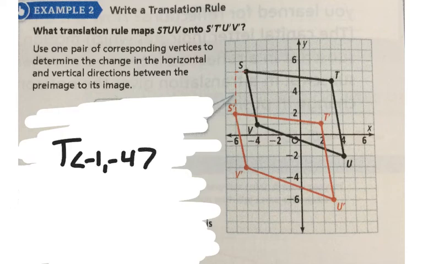So capital T for translation, and then we're putting those little arrows. Negative 1 means left 1. Negative 4 means down 4. And you see, you could try it from any point. From T to T prime: left 1, down 4. Works. So it does not matter which points you pick. You just need to pick a point and its prime and come up with the rule.